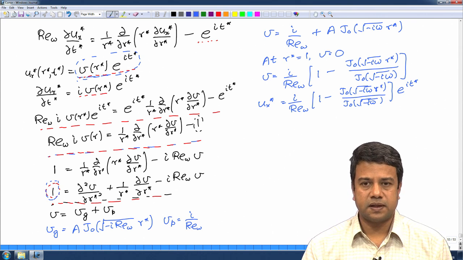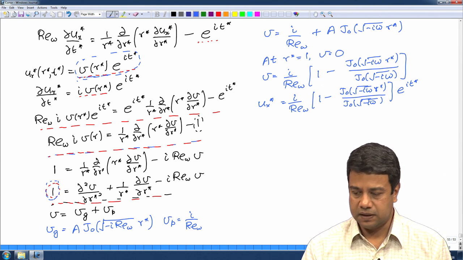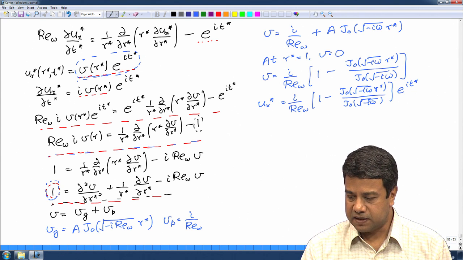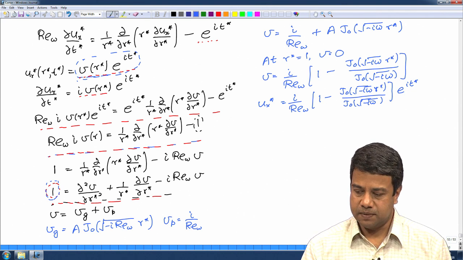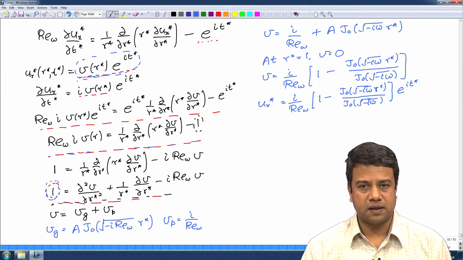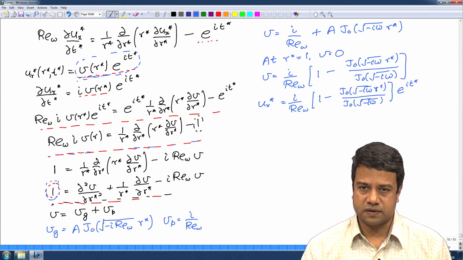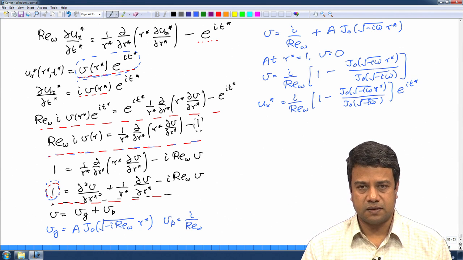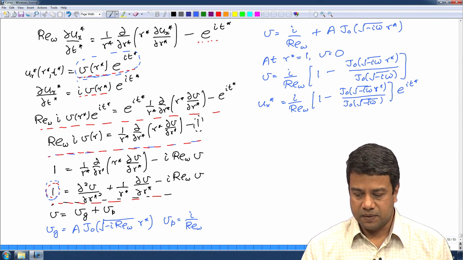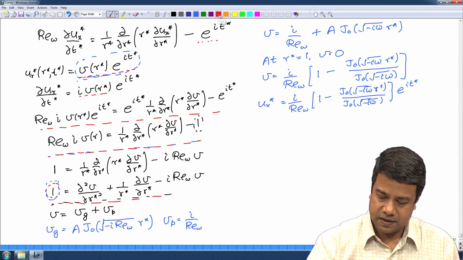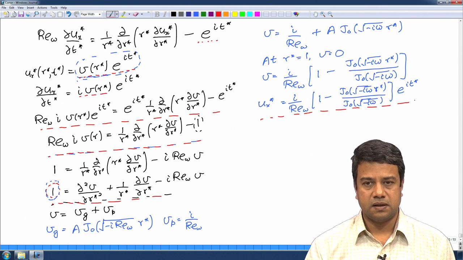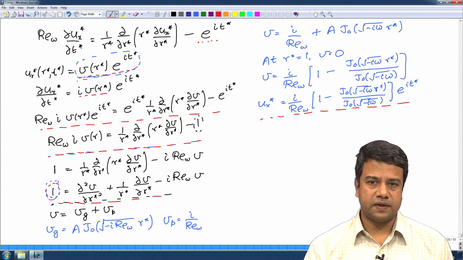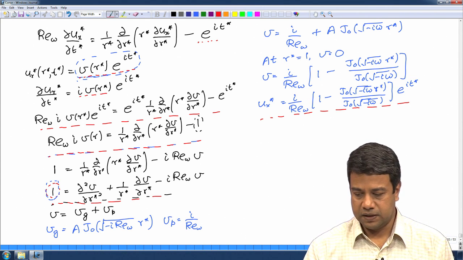So, we have managed to get solutions for this velocity field. It is in terms of Bessel functions, nevertheless it can be evaluated and you can actually plot the velocity field as a function of the radial coordinate at different points in time. But as you can see, an expression like this does not give you very much physical insight.